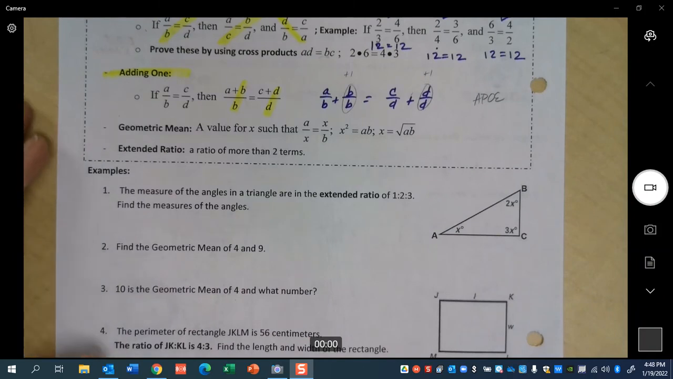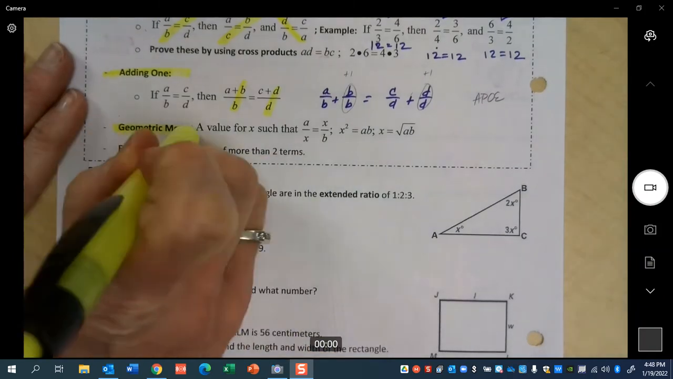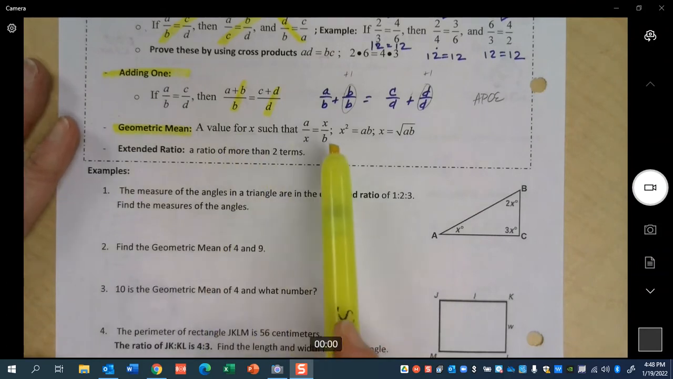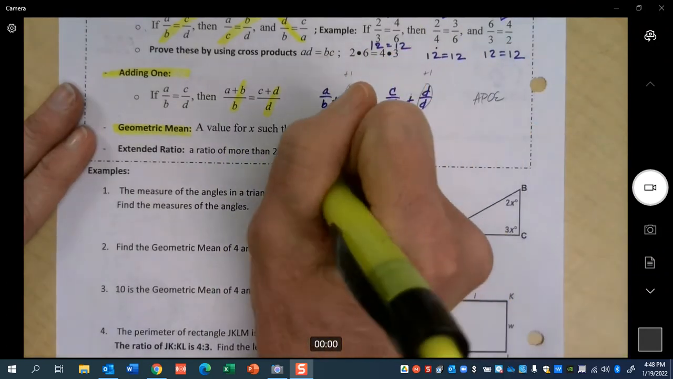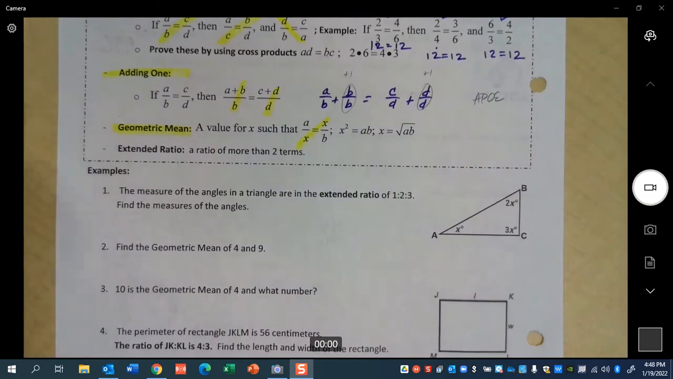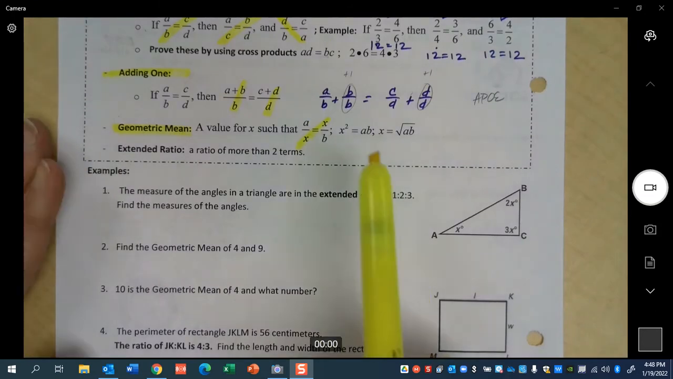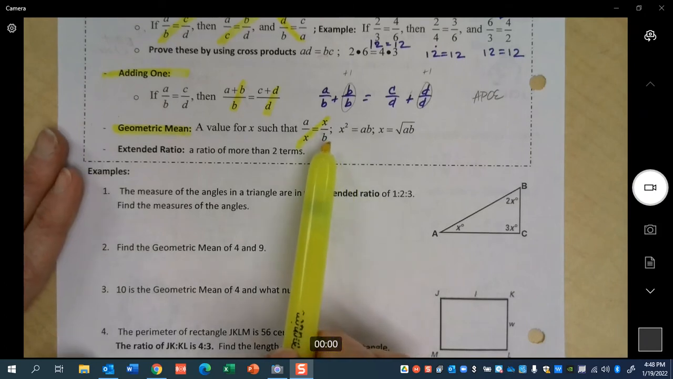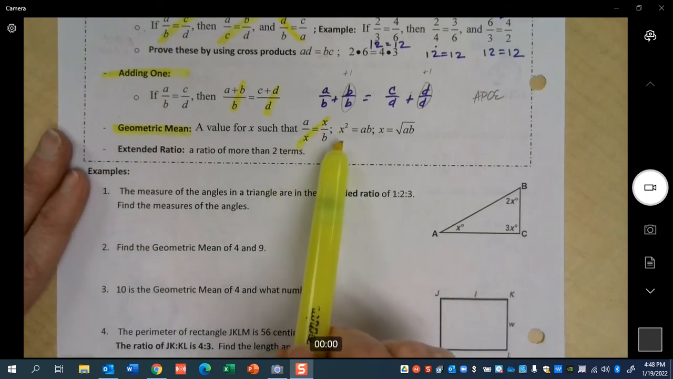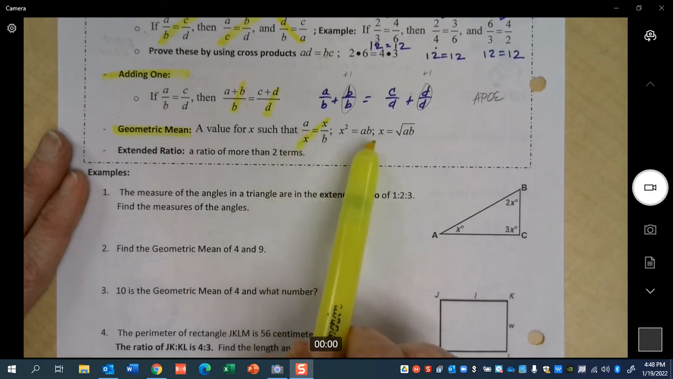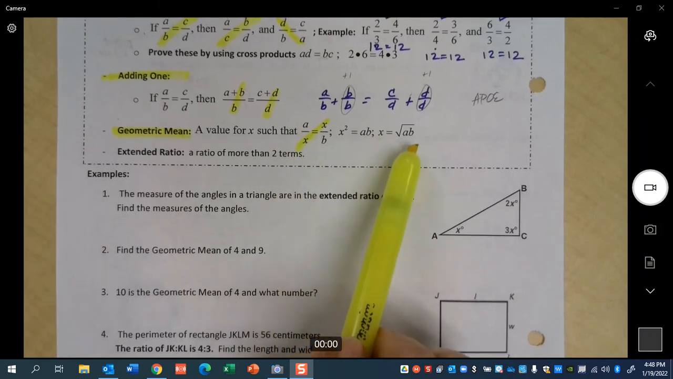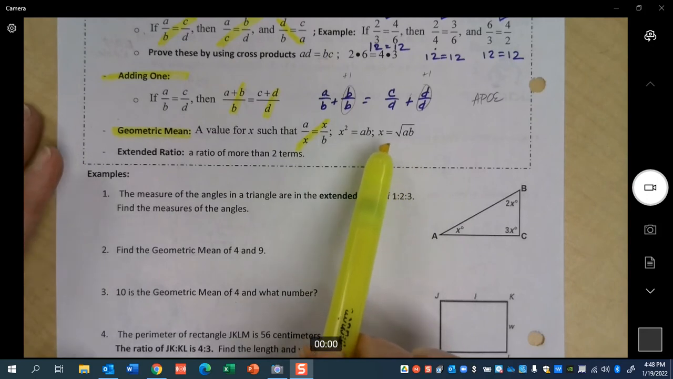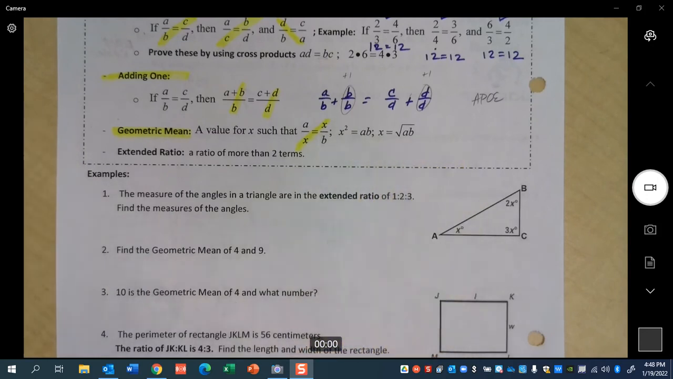All right, next term, a geometric mean. So a geometric mean is going to be a value for x such that this story is true. Now notice that x is in the denominator of the first fraction and the numerator of the second fraction. So when I go to do my cross products, x times x is x squared. A times b is ab. So x is going to be equal to the square root of ab. That's a special kind of value called a geometric mean.